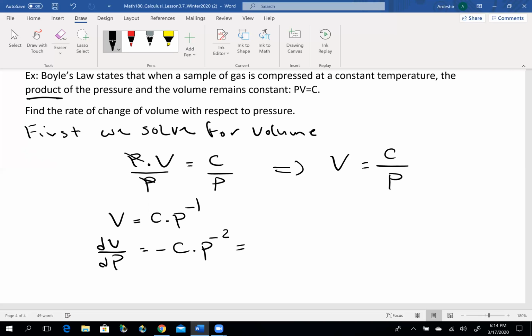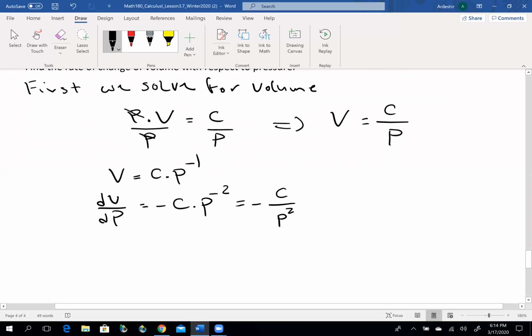Again, guys, I can rewrite this as negative C over P squared, bringing the P to the -2 to the denominator and making the exponent positive. So dV/dP, the derivative of volume with respect to pressure, is equal to negative constant over P squared. Now we have found the rate of change of volume with respect to pressure.